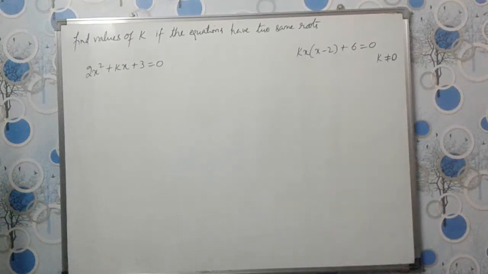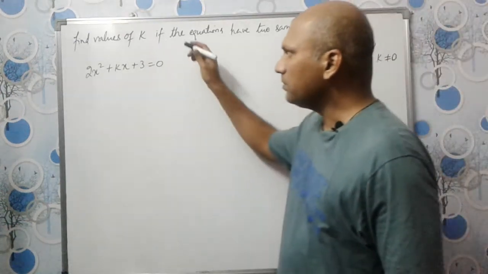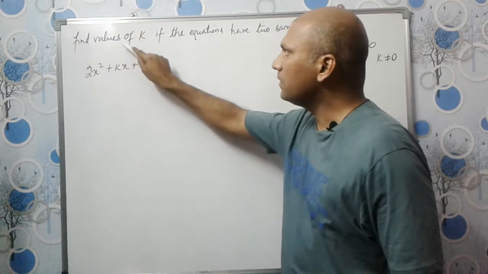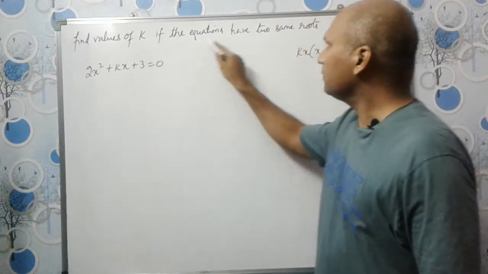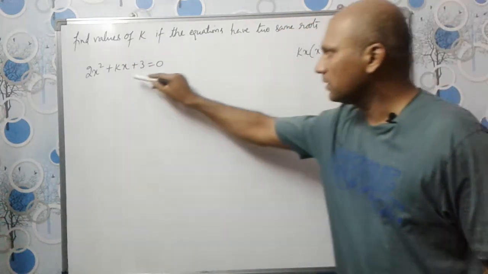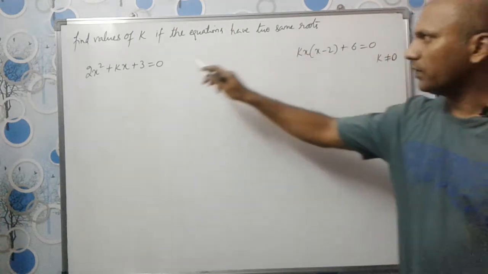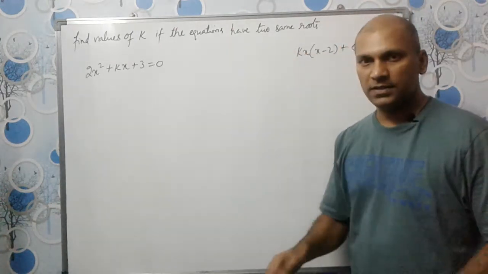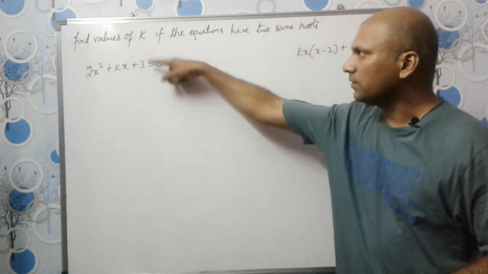Hello students, in this video we are going to solve this problem. We are going to find values of k if the equations have same roots. These two equations are given and these two equations are having same roots. We should find the value of k.